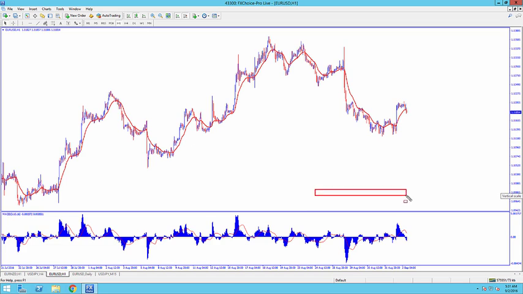So let's just say we have a house, and of course, not a great house, but let's just say we have a house here. And you are in your house, and you're standing on the floor. Okay? So the floor is a support, and the ceiling is a resistance. So this is a resistance, this is a support.